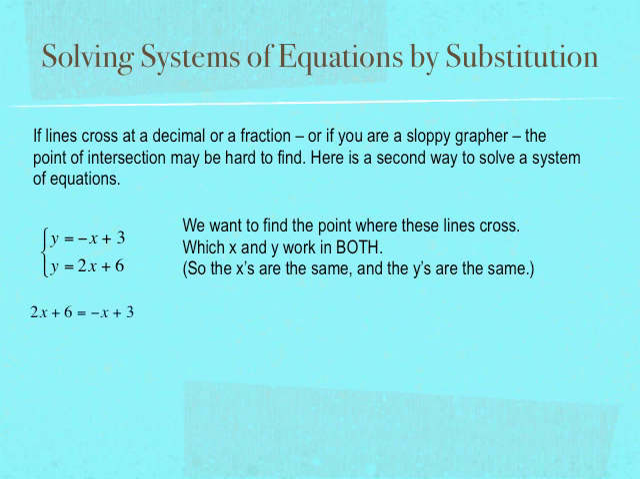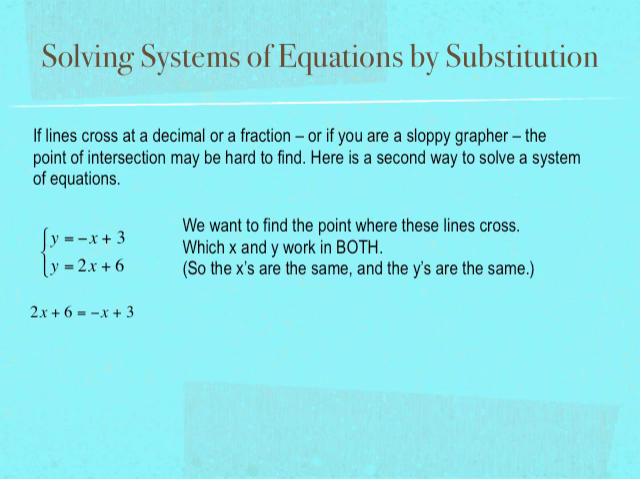So since the y's are the same y, I could take 2x plus 6 and put it in place of y in that first equation. Since y is equal to 2x plus 6, I can substitute 2x plus 6 in place of y in that first equation. So that gives me 2x plus 6 equals negative x plus 3. Now if you look at that, that's just a chapter 2 problem. We know how to solve those.